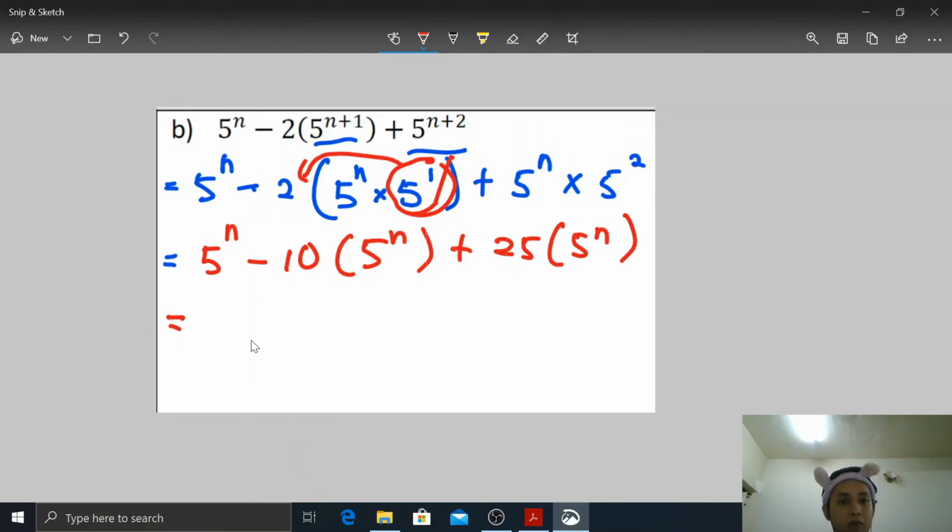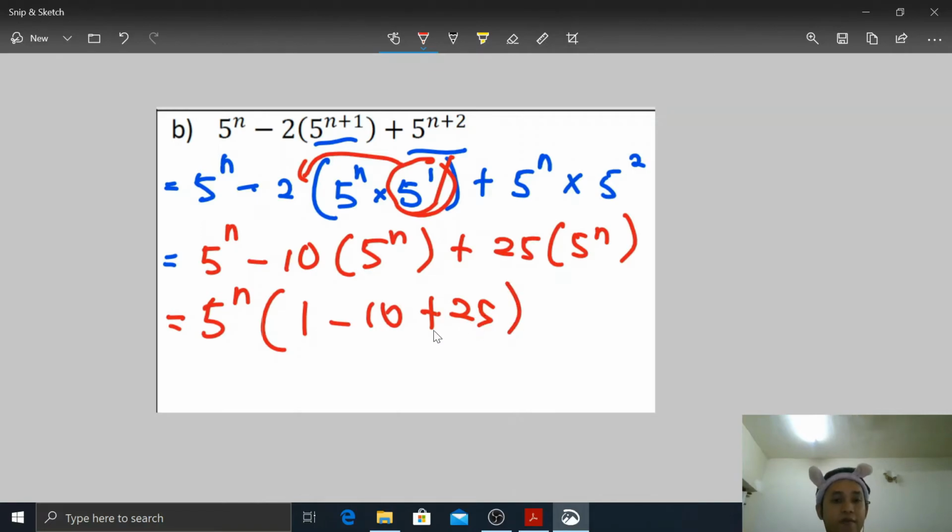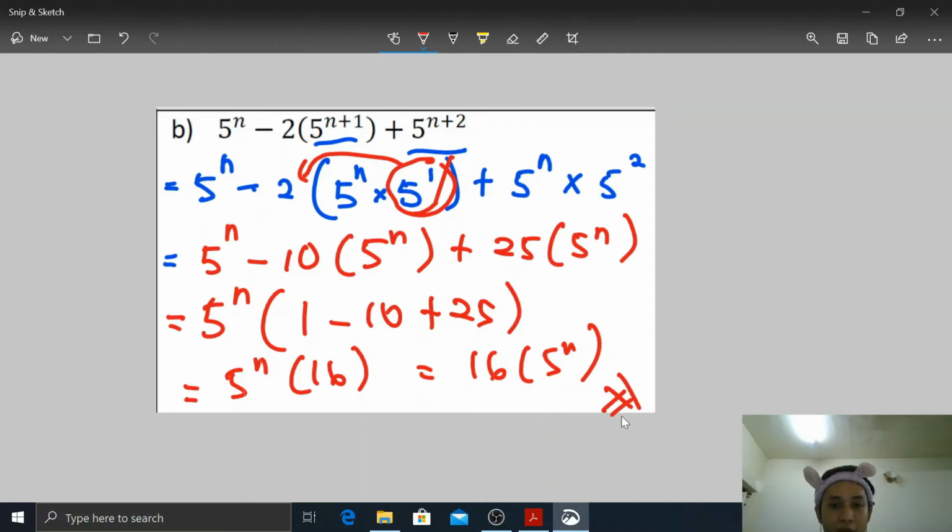5n. This one we cannot multiply in, so we need to factorize out the 5n. So it will become 5n bracket 1 minus 10 plus 25. 1 minus 10 is negative 9. Negative 9 plus 25 will be 16. So your final answer will be 16 times 5n. This is the final answer.